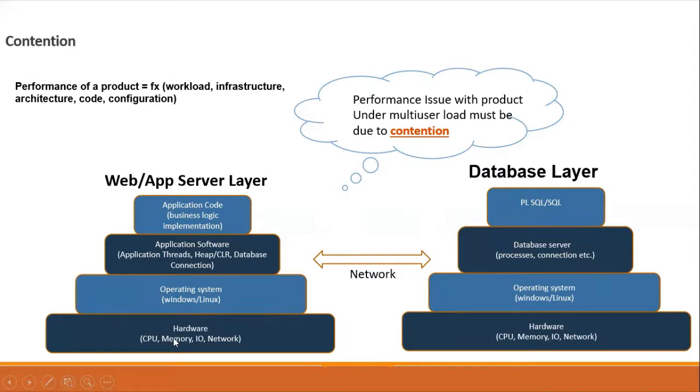So when I say CPU, memory, IO, yes, during multi-user load, definitely there may be a contention of this layer, because we will not have as many CPUs as the number of concurrent users in the system, right? Because that is not required as well. The same way memory, IO, and network also. So there are chances that definitely these parameters cause performance issues under multi-user load.